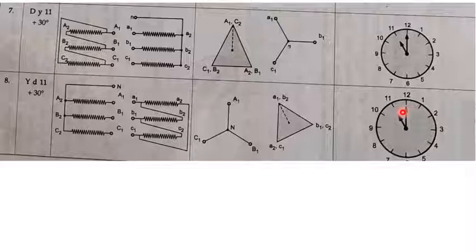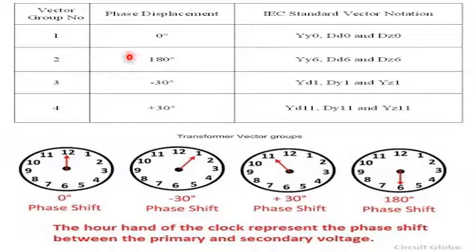These 8 combinations include 4 groups. So what are those 4 groups? I just listed out here the 4 vector groups. The first one is with respect to displacement, if you consider a phase displacement of 0 degree. What is the standard? This is the IEC standard, the International Electrotechnical Commission standard.